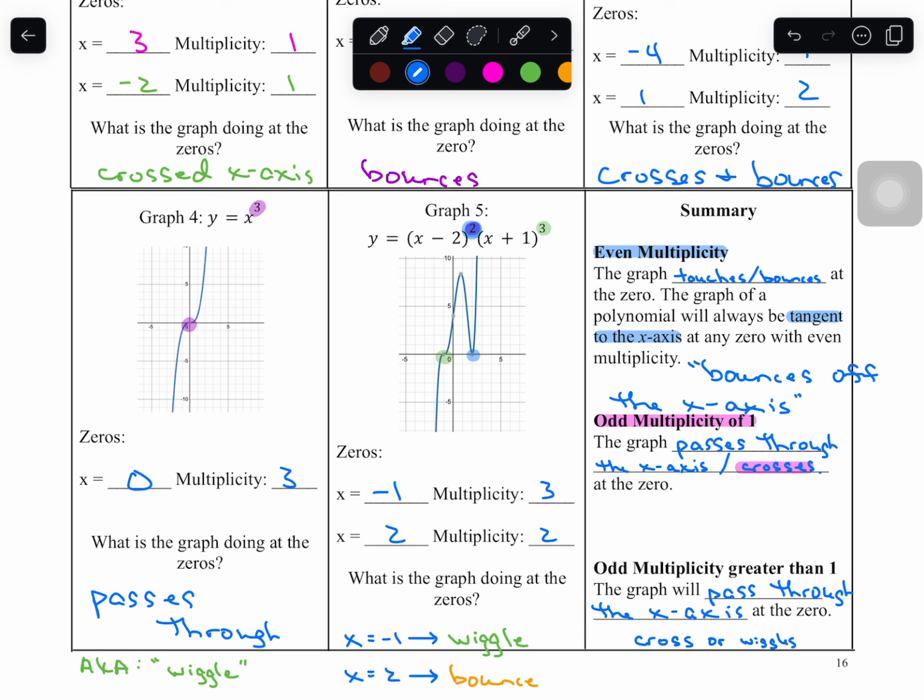So we have a bounce, we have a cross, and then the last but not least is when we have an odd multiplicity greater than 1, like we had here in graph 5, like we had here in graph 4. If it's to the 3rd power, to the 5th power, to the 9th power, to the 19th power, any odd multiplicity greater than 1, that is when it's going to cross the x-axis for sure, but it's going to wiggle through it a little bit. It's going to have a little bit of that pizzazz that goes with it.